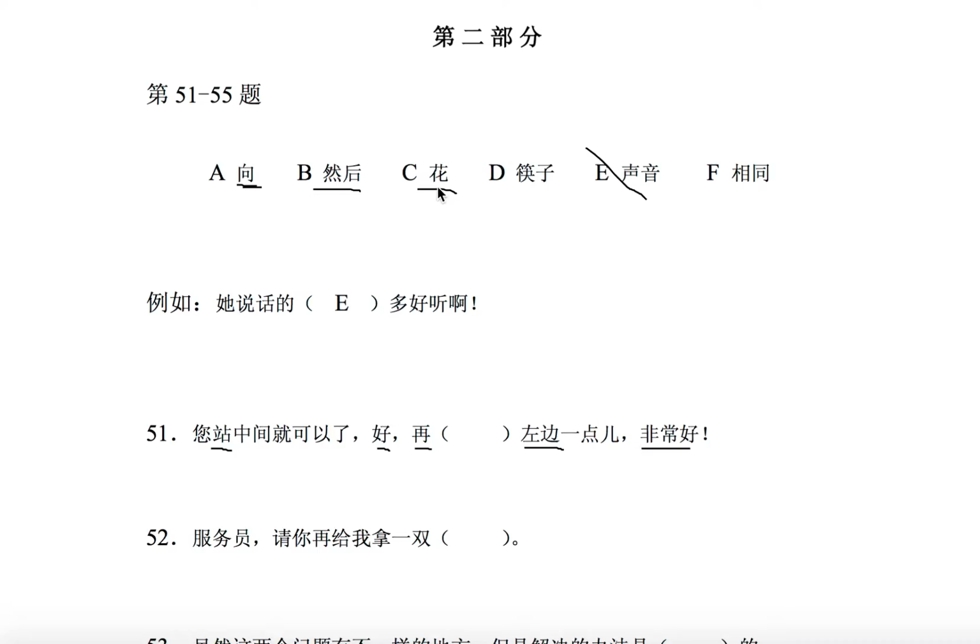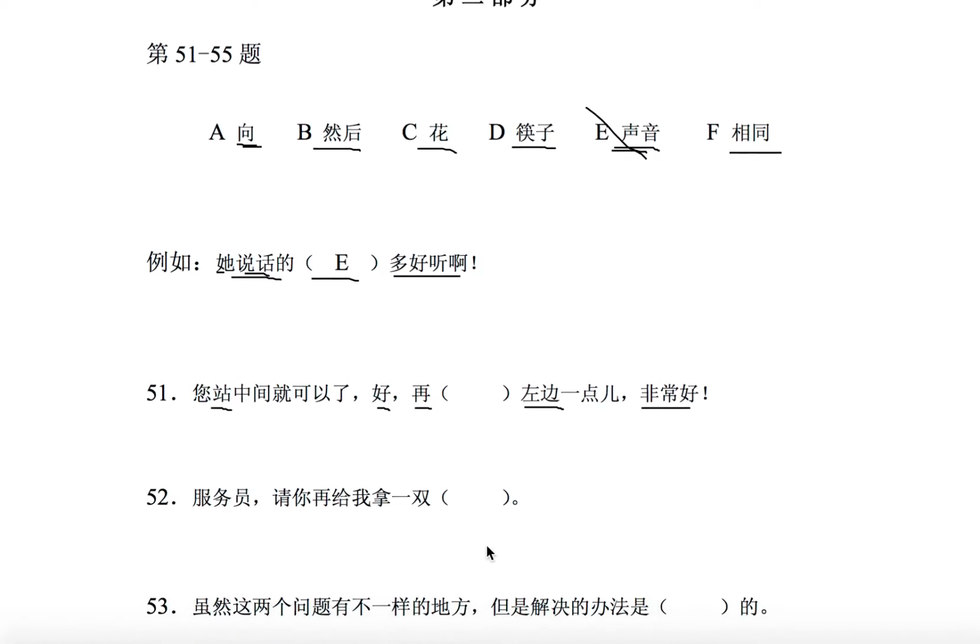花 can be a noun, means flower. It also can be a verb, means spend. 花钱 spend money. Okay? 筷子 chopstick. 相同 same. Let's look at this choice, even though we don't care about that anymore. But this one, 声音 is voice. 她说话的声音多好听啊。Her voice, when she was talking, how beautiful is that? 多好听啊, so beautiful, right?